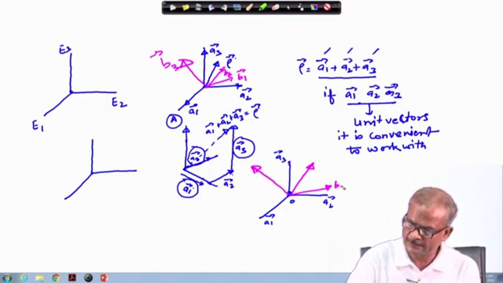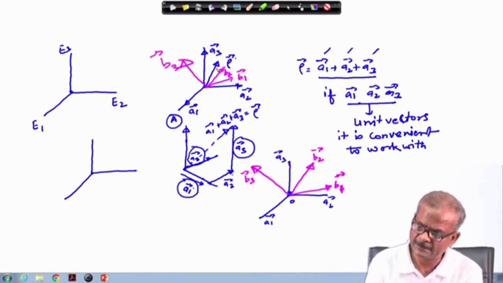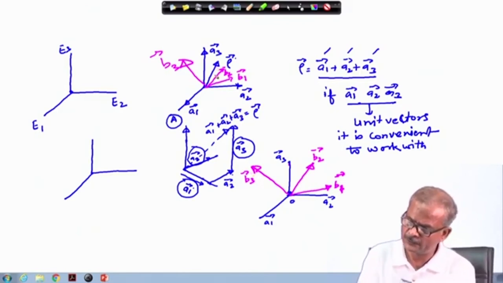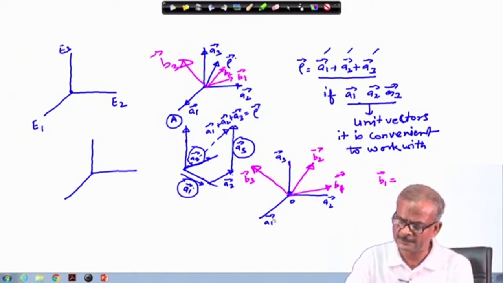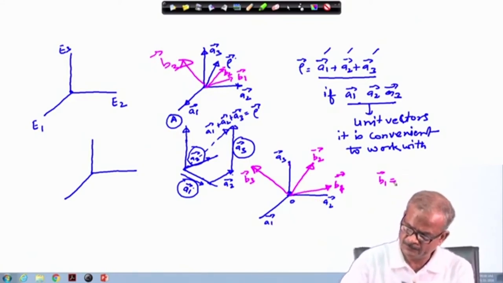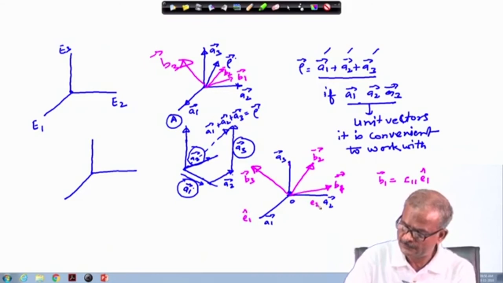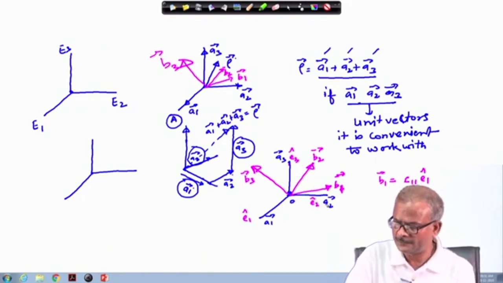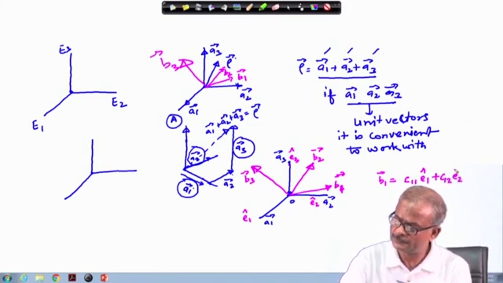Okay, this is the rotated frame, and the rotated frame we are showing by B 1, B 2 and B 3. As per the description here, any vector rho can be represented in terms of the three components. So, here it indicates that B 1 can be written in terms of the components A 1, A 2 and A 3, or the vectors along these directions. So, we write this as c 1 1 times e 1 cap, where e 1 cap is the unit vector along this direction, e 2 cap along this, and e 3 cap along this direction. So, c 1 2 e 2 cap, c 1 3 e 3 cap.